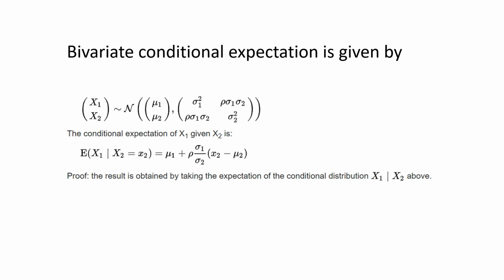Now the bivariate conditional expectation of two normal random variables x1 and x2 is given by this equation here, where x1 and x2 are normal random variables with mean mu, variance sigma squared, and correlation rho. Now if you're familiar with the derivation in OLS regression, you would be familiar with this equation as well, but nonetheless I'll briefly go over the proof in the next few slides.